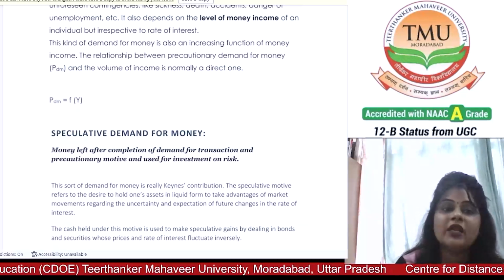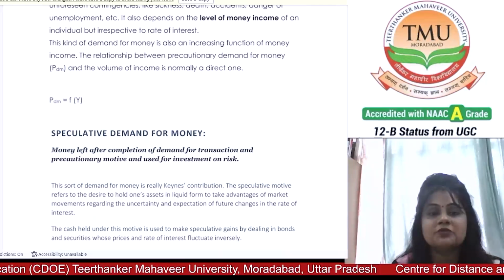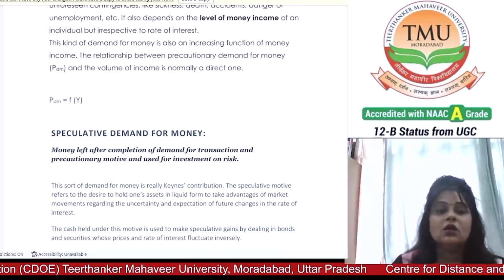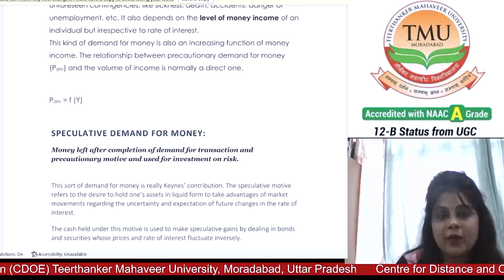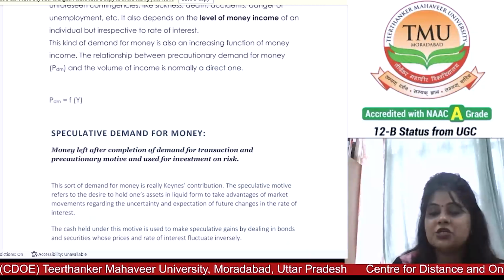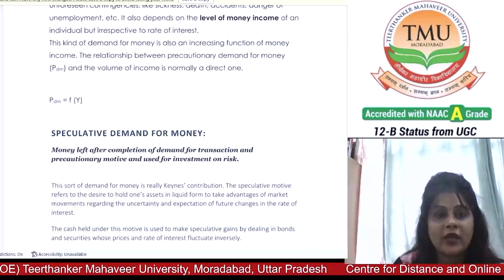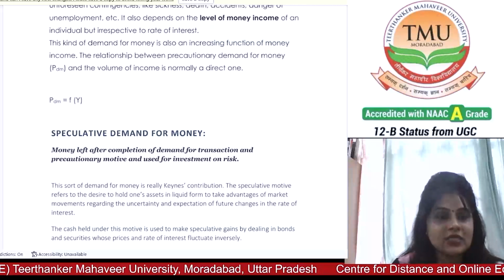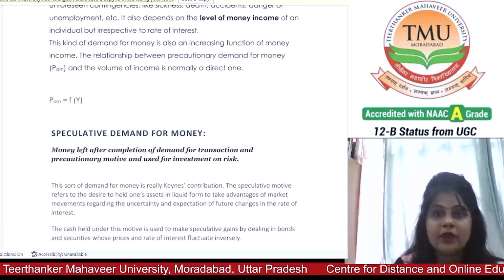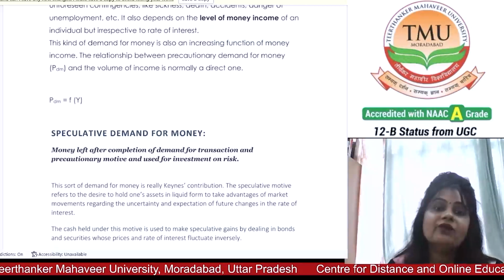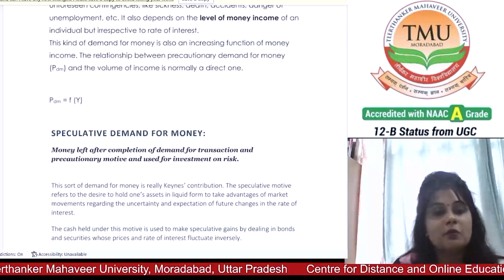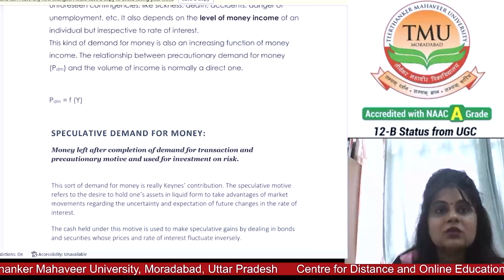The amount of money held under these two motives is M1. M1 is a function L1 of the level of income Y. So he expressed M1 as L1. L1 is a function of income.